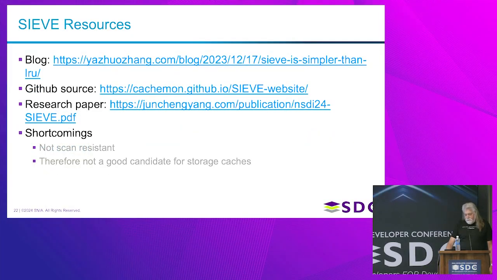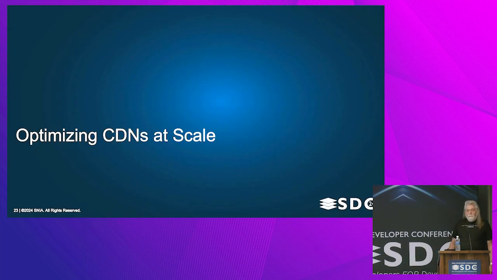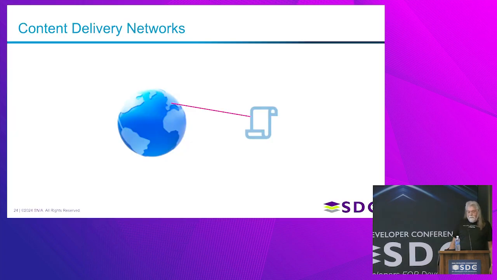So let's go on and tackle the larger problem of optimizing content delivery networks at scale. We're all storage people here, so I'm going to give a little bit of a primer on what content delivery networks are. The whole idea is that you have a web server of some sort that has some sort of content in it, and people from all over the earth are going to be attempting to get to content on it. And this doesn't scale very well.